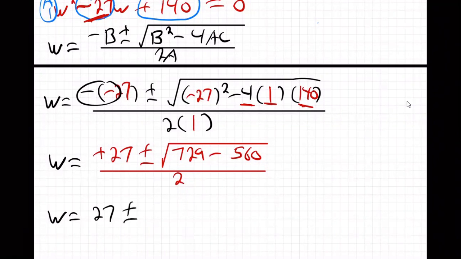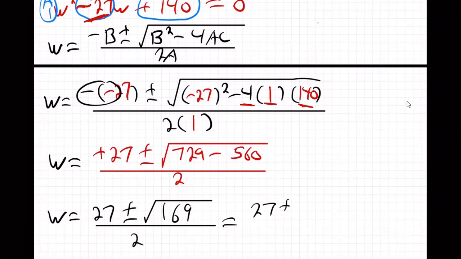equals 27 plus or minus the square root of 729 minus 560, 169, over 2. Oh, I think that's clean. Oh, that's just 13, isn't it? Unless I'm forgetting something. Yeah, 13.